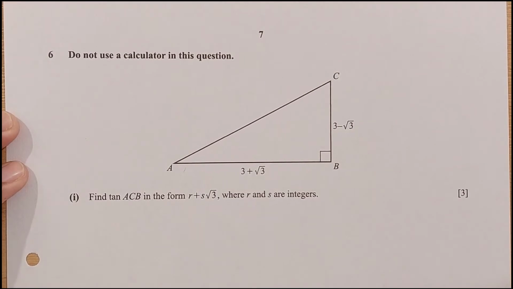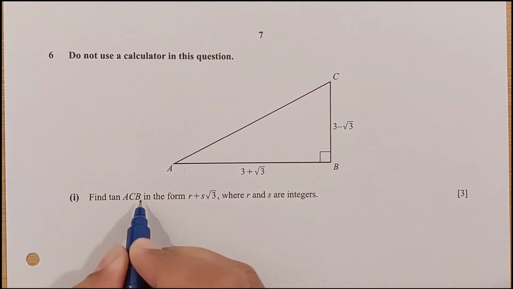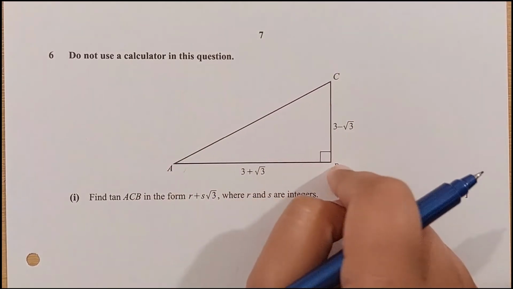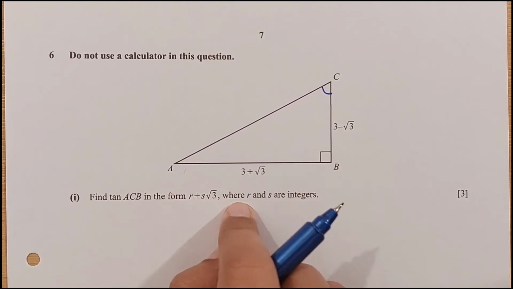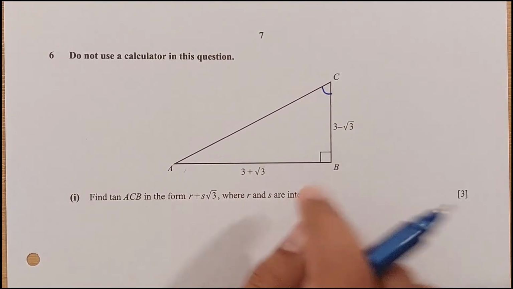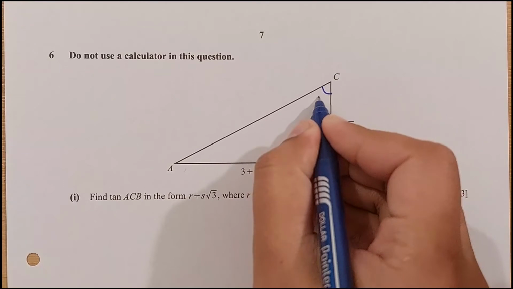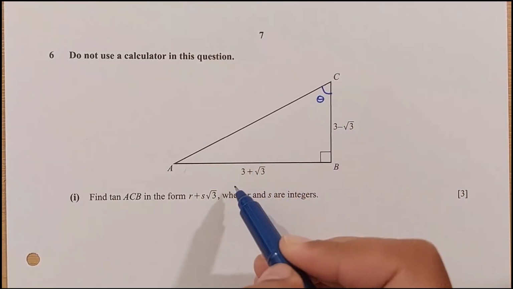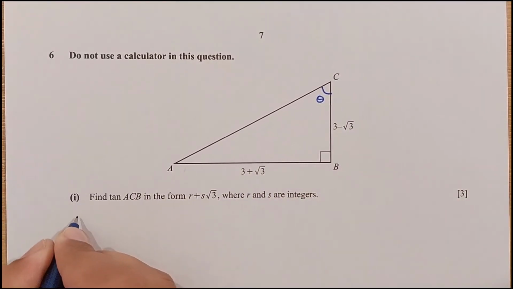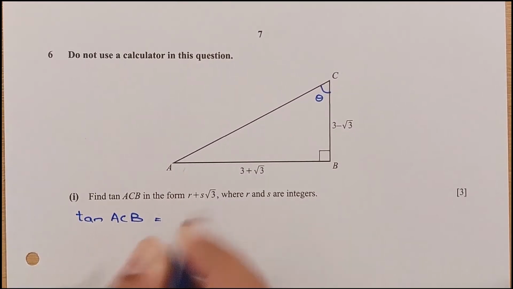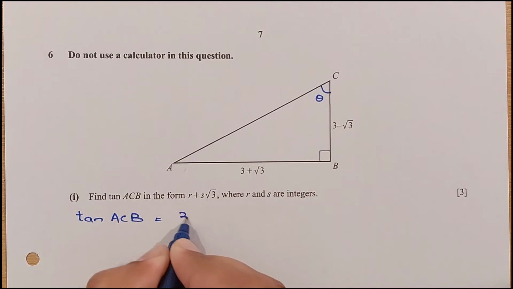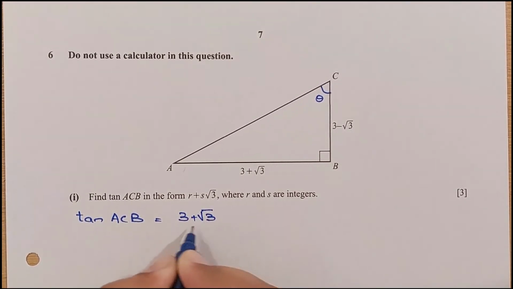Question number 6, do not use a calculator in this question. Number 1, find tan of ACB, the tangent of this angle in the form of r plus s square root of 3, where r and s are integers. Okay, this is a right angle triangle. We have to find this angle theta. So we have the opposite and the adjacent side. So tangent of ACB is opposite over adjacent. Opposite is 3 plus square root of 3 and adjacent side is 3 minus square root of 3.